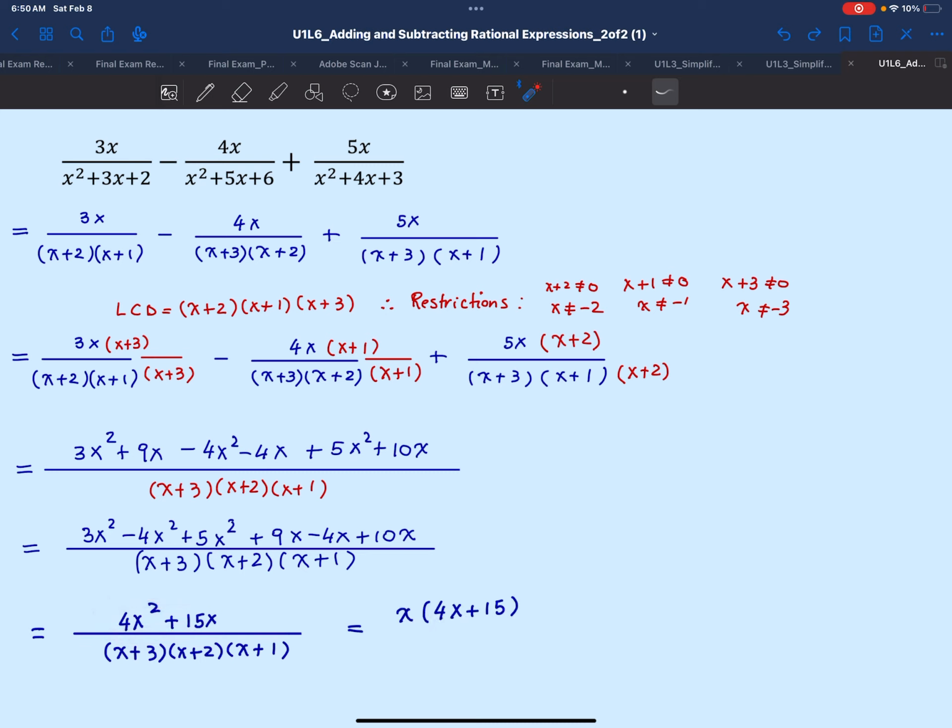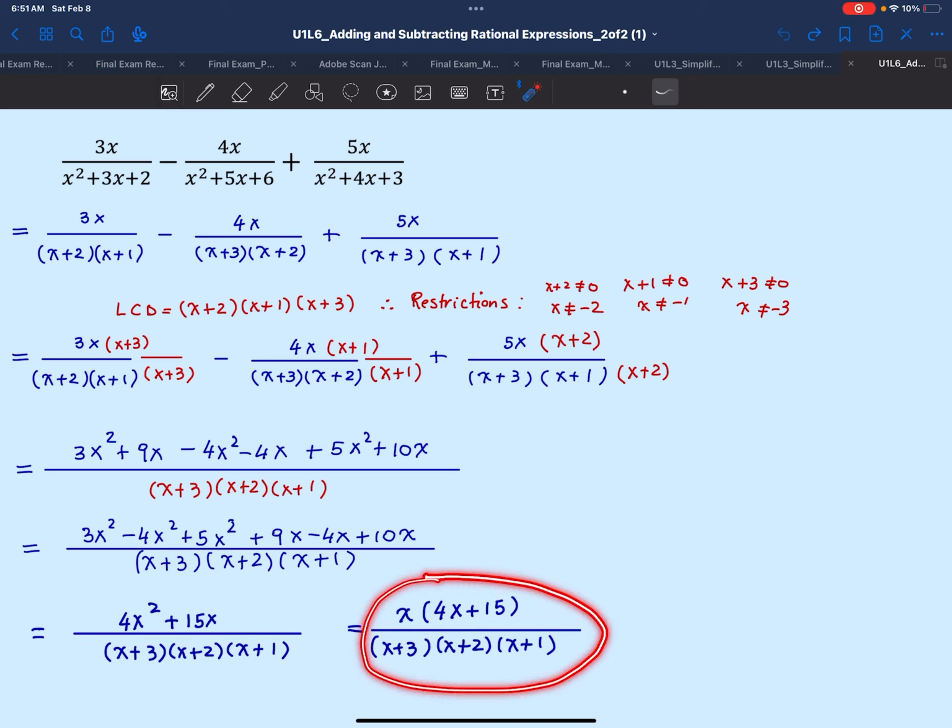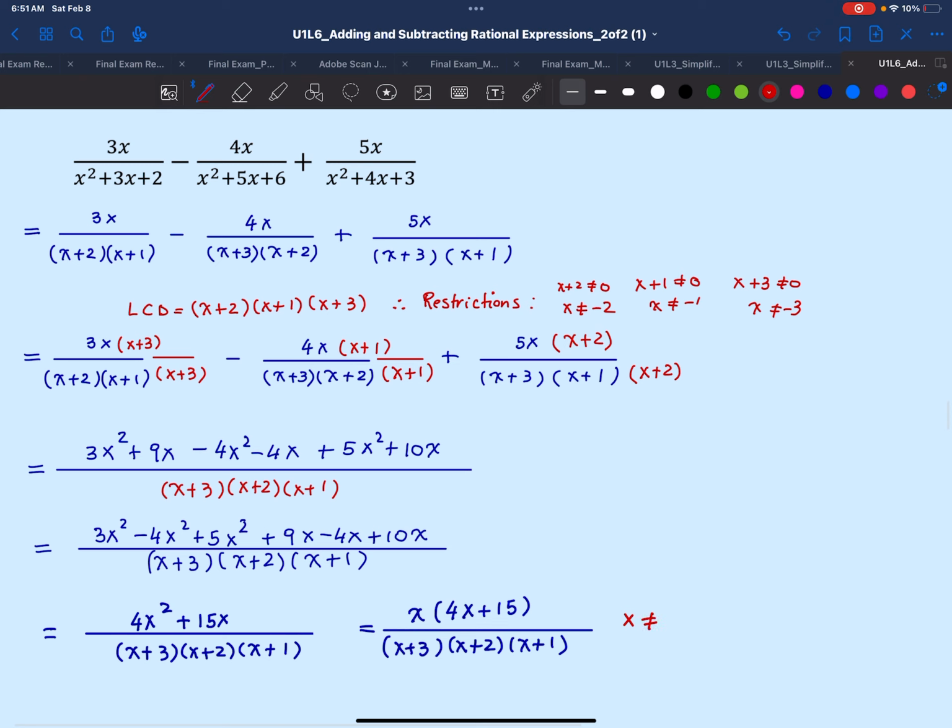So we'll take out x, and then in brackets we'll have 4x. Remember that one power of x is outside, one is in, and this x is outside, so we have just 15 inside the brackets, and the denominator will remain the same. So we're going to say that the final answer is x times 4x plus 15 divided by x plus 3, x plus 2, x plus 1, under the condition that x cannot equal negative 2, or negative 1, or negative 3.